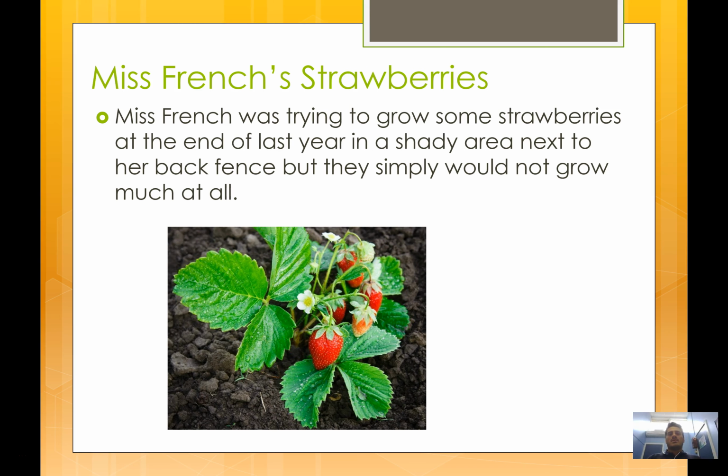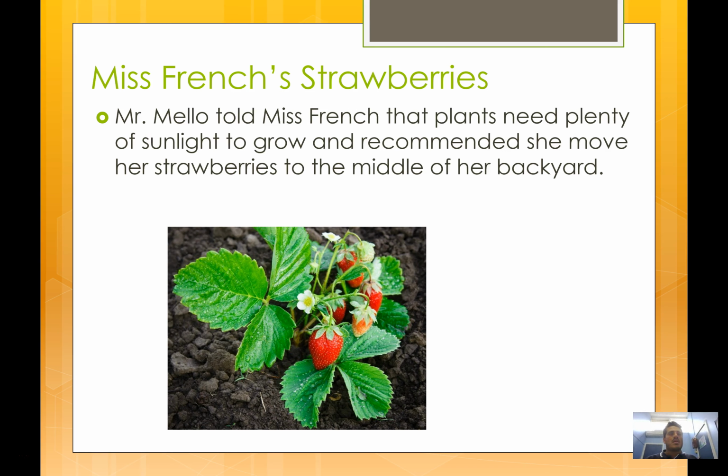So let's look at an example in terms of Miss French's strawberries. Miss French was trying to grow some strawberries at the end of last year in a shady area next to her back fence, but for some reason they wouldn't grow at all. So Mr. Mallow, knowing everything about growing strawberries, told Miss French that the plants need plenty of sunlight to grow and recommended that she move her strawberries to the middle of her backyard, where we're going to get more sunlight.